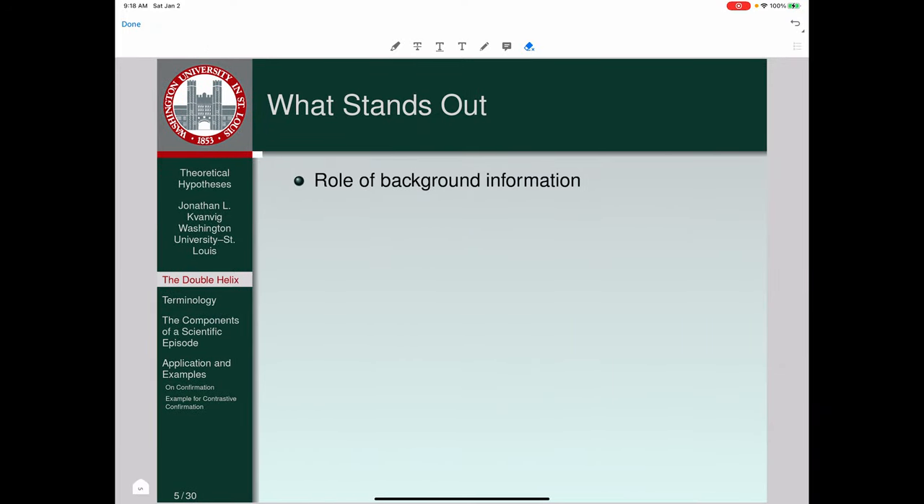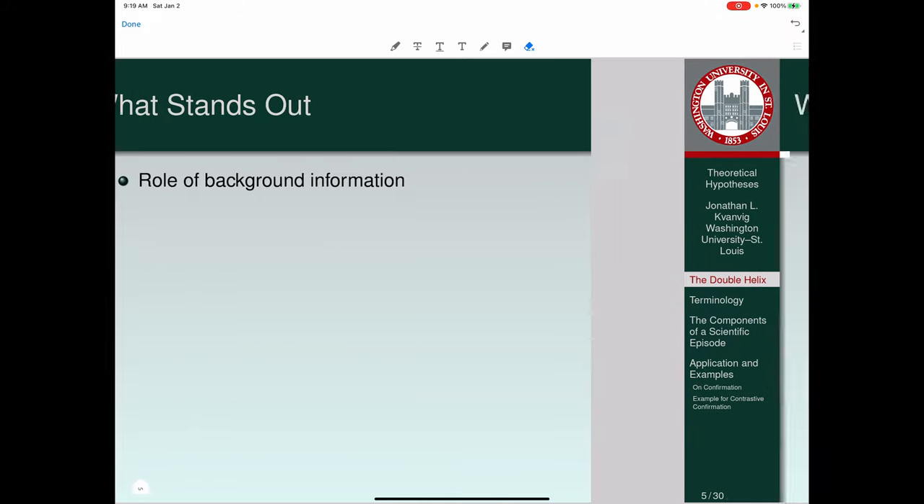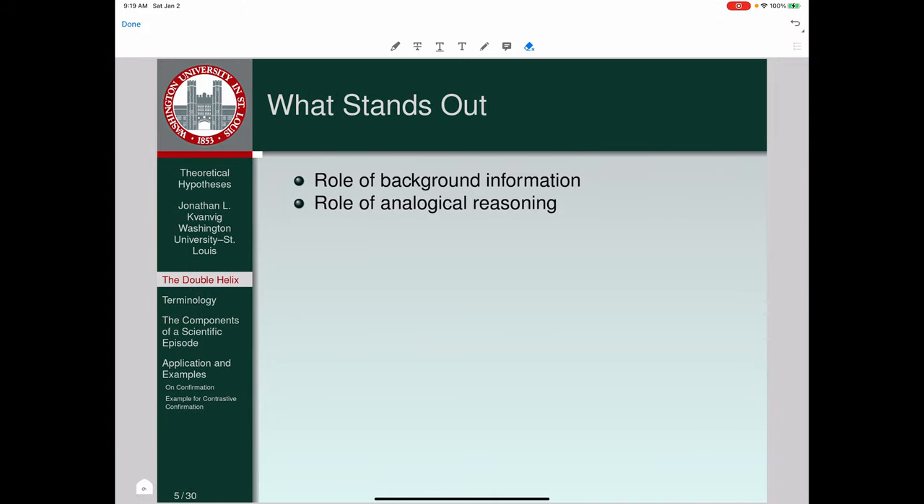When you read the story as Geary gives it, what stands out to my mind in the story is first the role of background information in understanding what Crick and Watson were up to. There's all sorts of learning and presupposing of what has been learned that goes into figuring out what's going on when they're trying to understand the structure of DNA. The second thing is the role of analogical reasoning. They often resort to pointing out that in other areas of science, thinking along certain lines turned out to be immensely fruitful. And so they try to do the same sort of thing.